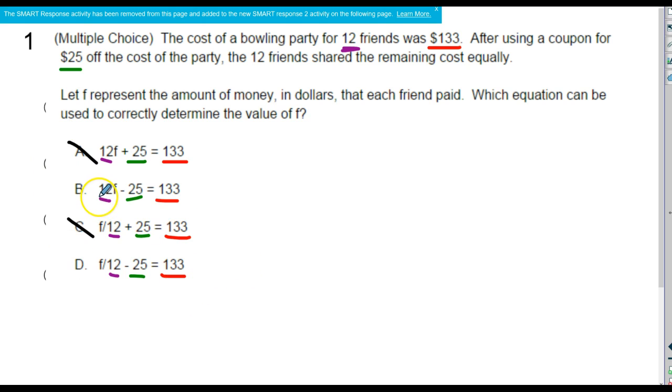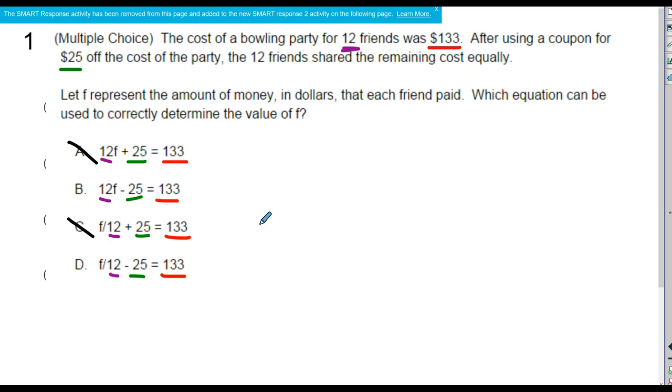In B, we're taking 12 times the cost each friend paid, minus 25, to equal 133. And in letter D, we're taking the cost each friend paid, dividing that by 12, and then subtracting 25. Think about this just for a moment. Let's pretend like each friend was paying $10. We're just making up some random numbers.